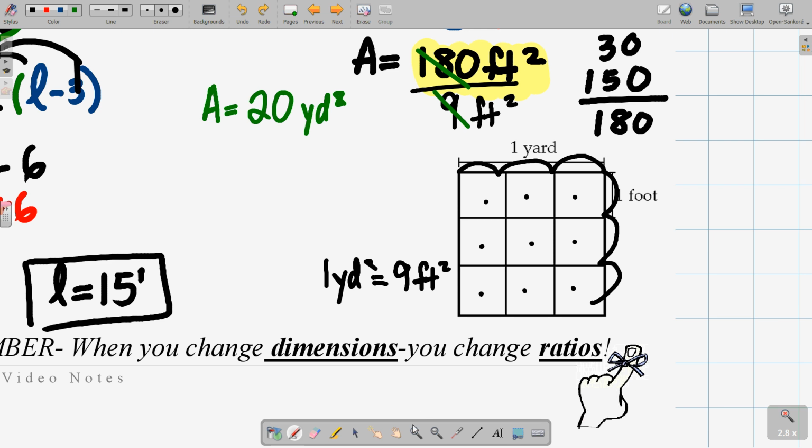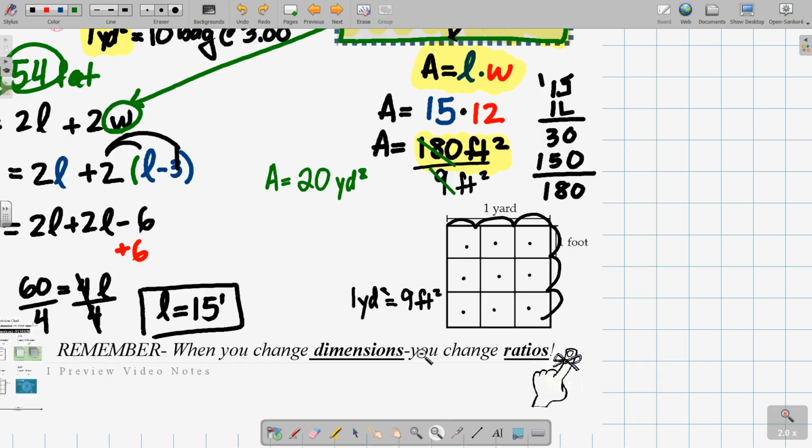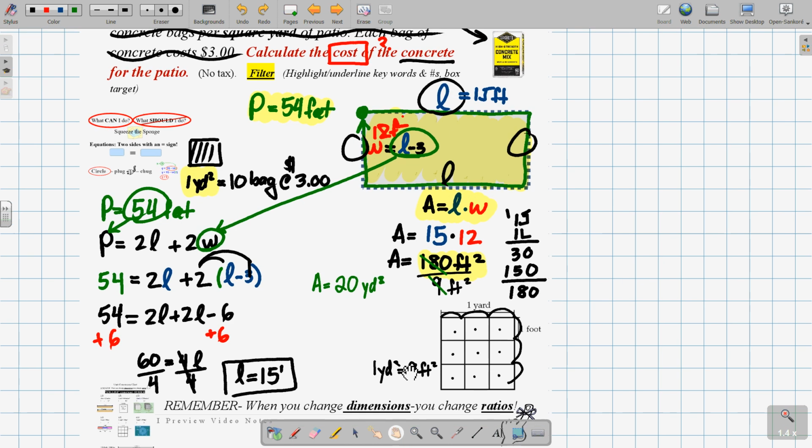And my storyline: for every square yard, I need 10 bags, and 10 bags at $3 each. So I need $30 for every square yard. So if I have 20 square yards times $30, because it's 10 bags, my cost for the patio is $600.